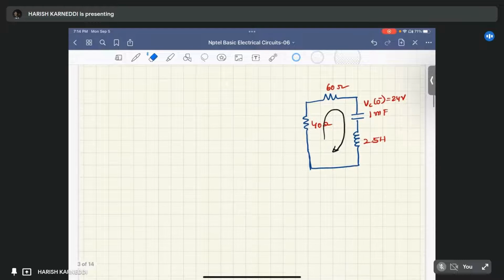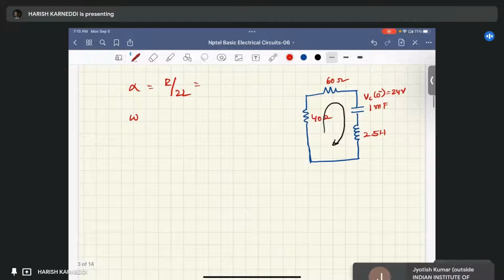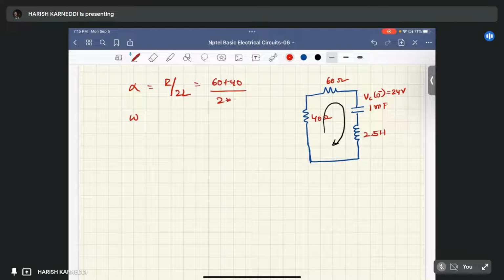Now the circuit seems like we have VC of 0, and now we have to find out the alpha and omega. What is the alpha? Alpha equal to R by 2L, right? Here resistance R equal to the total resistance, that is this 60 and 40 ohms are connected in series. You can write (60 plus 40) by 2 into, what's the value of inductance? It is 2.5 Henry.